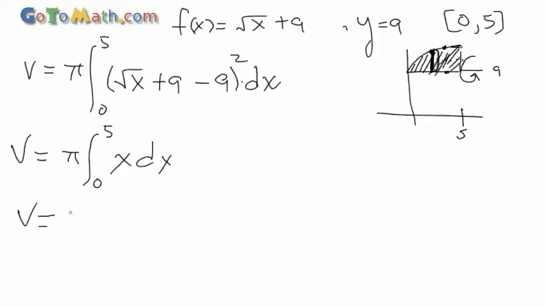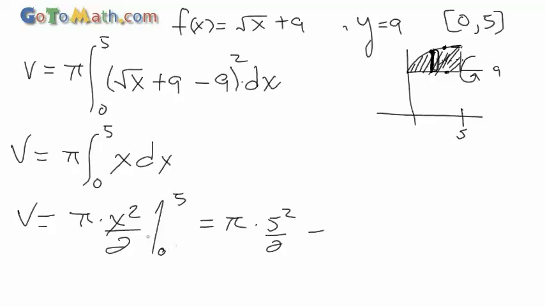Volume is equal to, so we end up with x squared over 2, going from 0 to 5. Go ahead, plug this stuff in. 5 squared over 2, minus, and then we plug in the 0. Right, get 0. So this just becomes 25 over 2 pi. That's it. That's all there is.